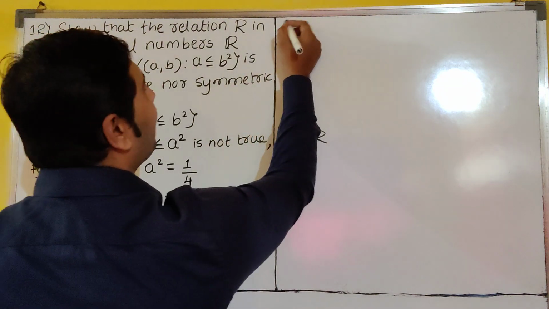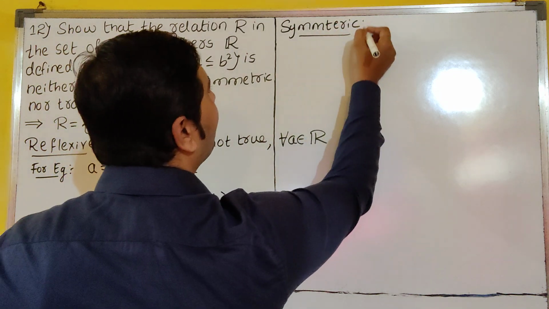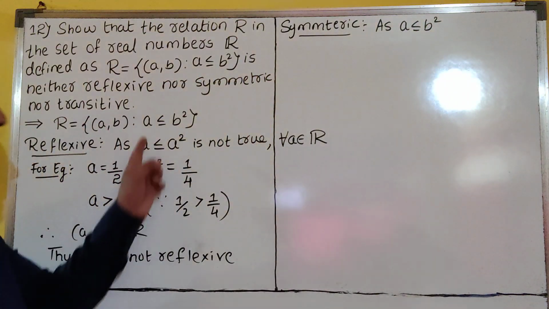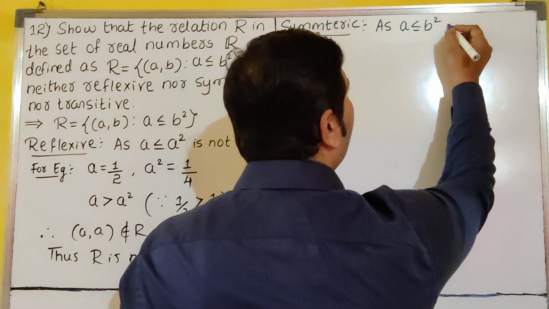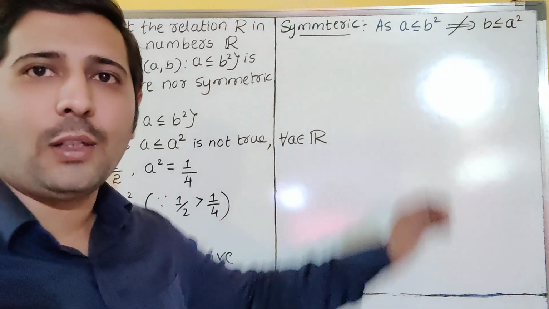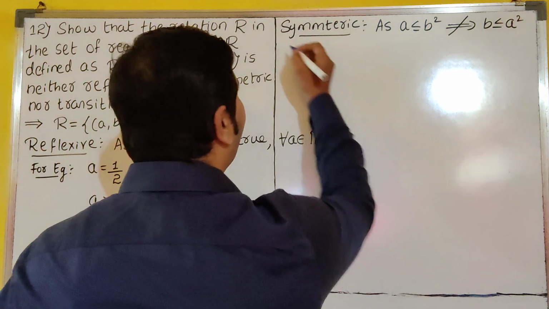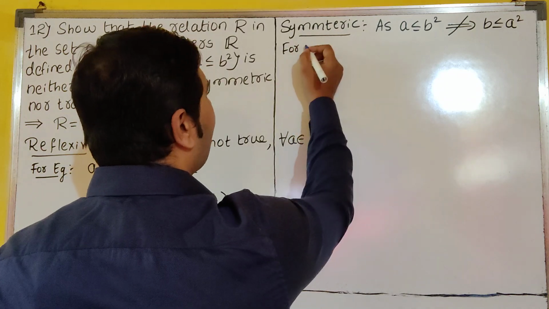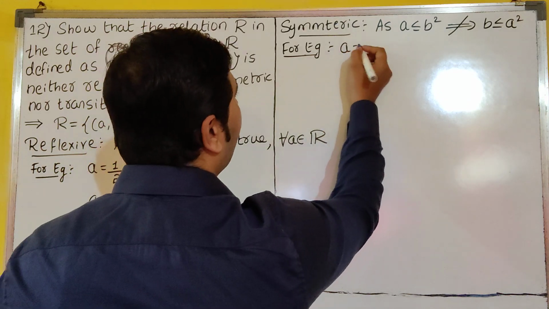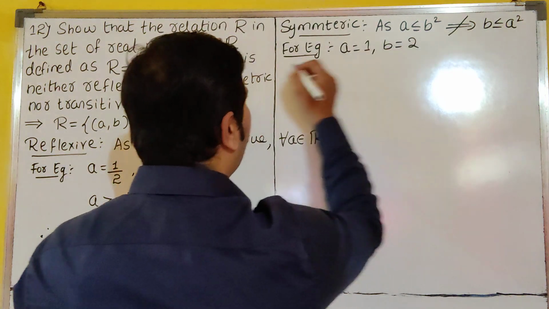Now second is what? Symmetric. This also easily you can write. See here, symmetric. As a is less than or equal to b square, a is less than or equal to b square does not imply b is less than or equal to a square. This is also not possible because they have only told it is not symmetric. And I will give an example also for each. For example, you see, example, let's take a is what? 1 and b equal to 2, we can say. Then what will happen?